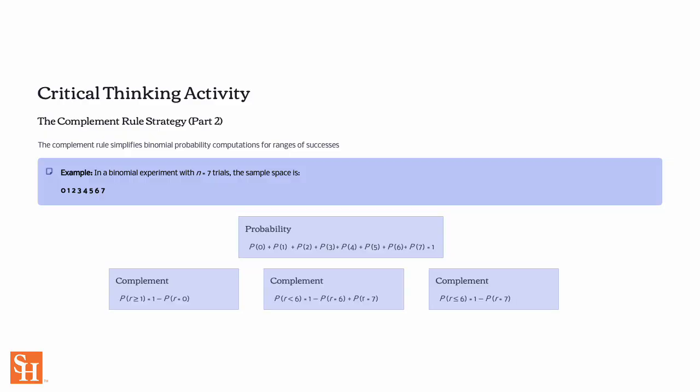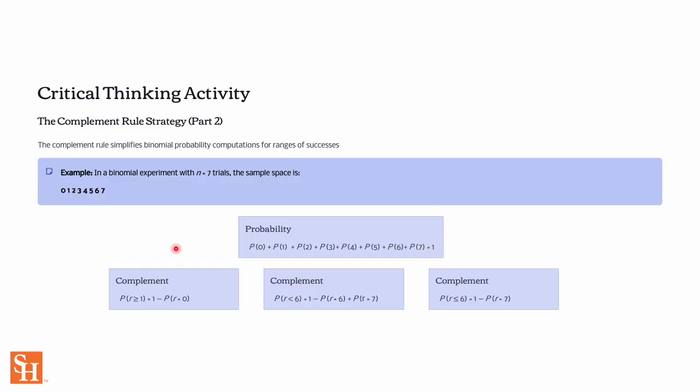Now let's talk about a very important concept in probability, which is the complement rule. Imagine for a binomial experiment we have 7 trials. Therefore the value for R could be 0, 1, 2, 3, 4, 5, 6 and 7, because the number of successes cannot exceed the number of trials. And for any probability distribution, the sum of all of these probabilities is always 1, right?